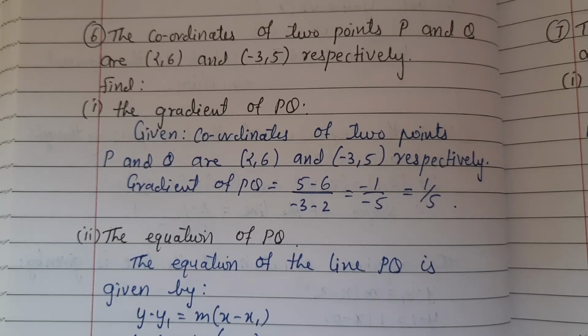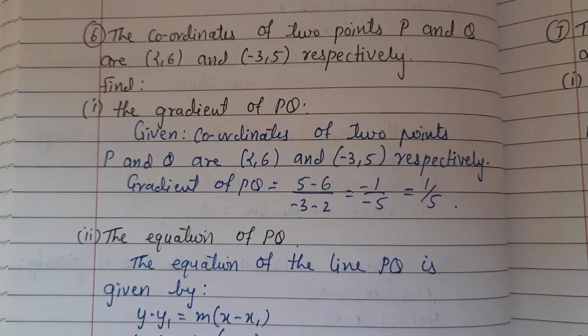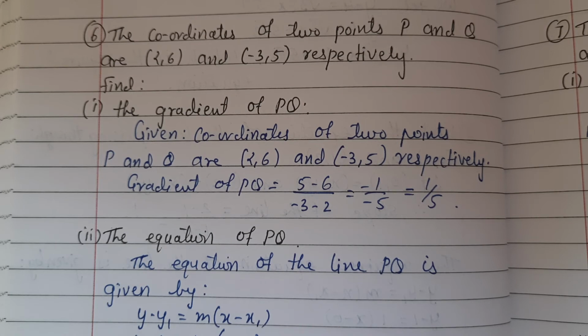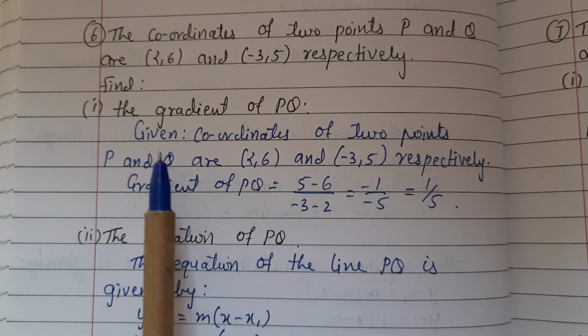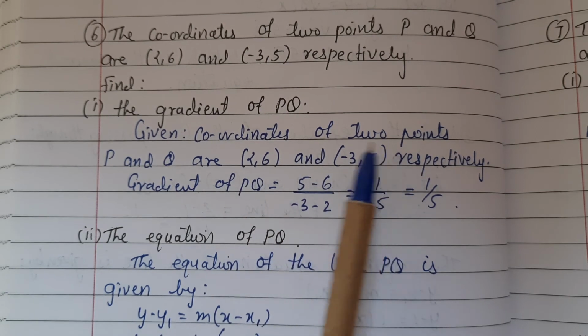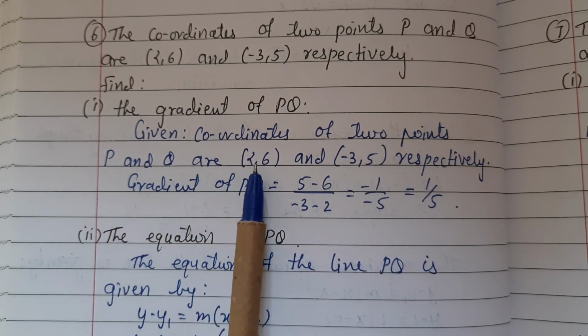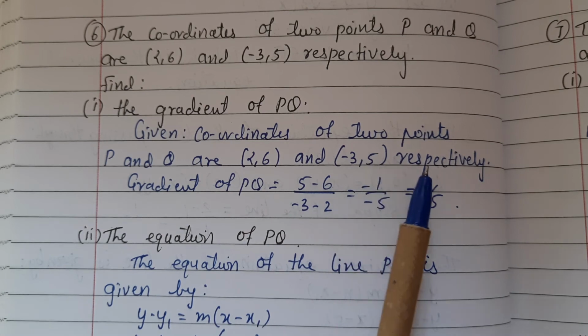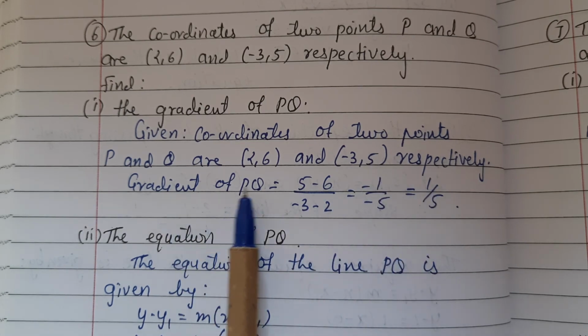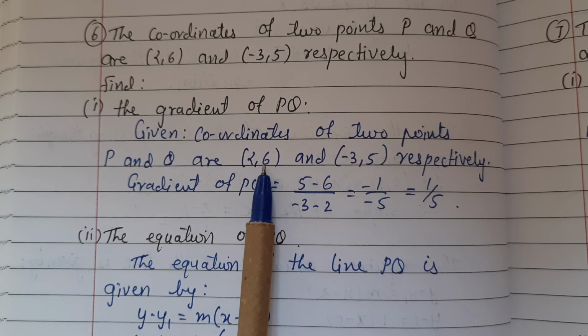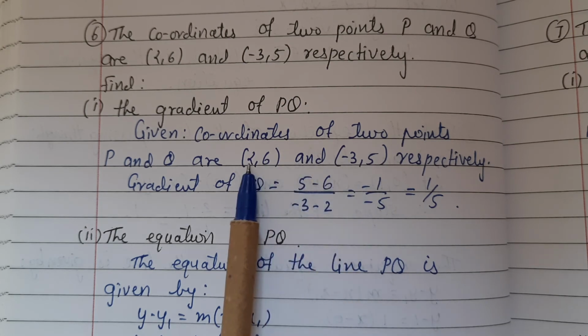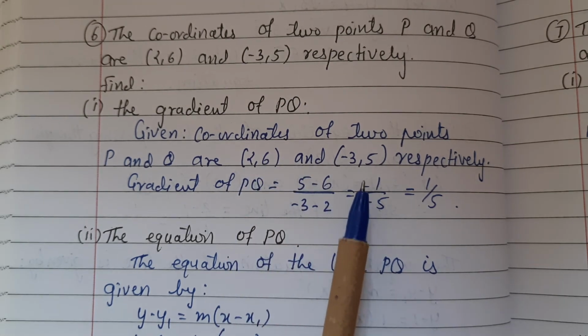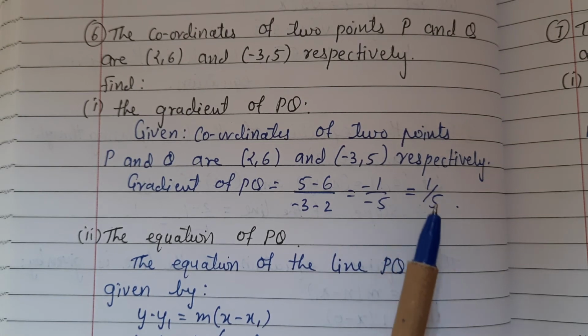Sum number 6. The coordinates of 2 points P and Q are 2, 6 and minus 3, 5 respectively. Find first the gradient of PQ. Gradient means slope. Given coordinates of 2 points P and Q are 2, 6 and minus 3, 5 respectively. Gradient of PQ equal to 5 minus 6 upon minus 3 minus 2 equal to minus 1 upon minus 5 equal to 1 upon 5.